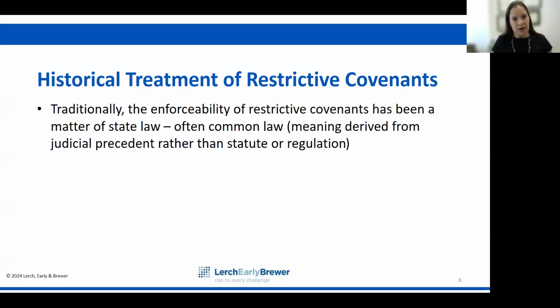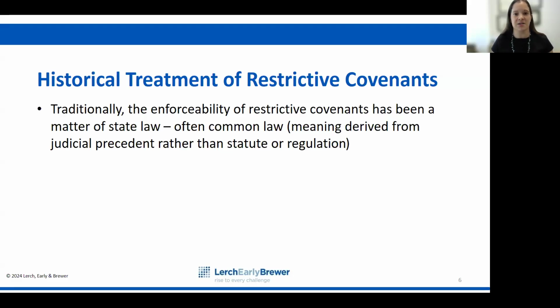Historically, the question of whether a restrictive covenant is enforceable has been a matter of state law, and typically common law. That means law that's derived from the courts as opposed to from a statute. There would be silence in the statutes and laws of a state as to whether you could have someone subjected to a non-compete agreement, and it would be a matter of going before the courts of the state to argue that the non-compete agreement is enforceable. And over that time, the state courts basically created common law to determine when a provision or restrictive covenant will or will not be enforceable.